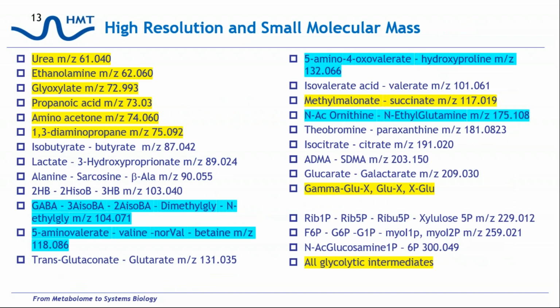These are some examples of metabolites that are isobaric. You might be familiar with isobutyrate and butyrate, for example, alanine, sarcosine. Also this exemplifies that the CE is very good at looking at small molecular weights: urea, ethanol, and glyoxylate as well. We can also identify various gamma-glutamyl dipeptides and separate those from the dipeptides themselves due to the resolution capability of the capillary electrophoresis. And we can separate and identify all the glycolytic intermediates using capillary electrophoresis as well. The ones highlighted in blue are on the next slide.